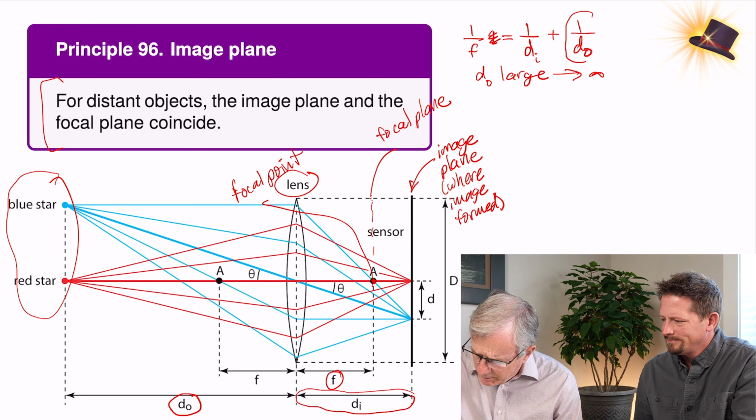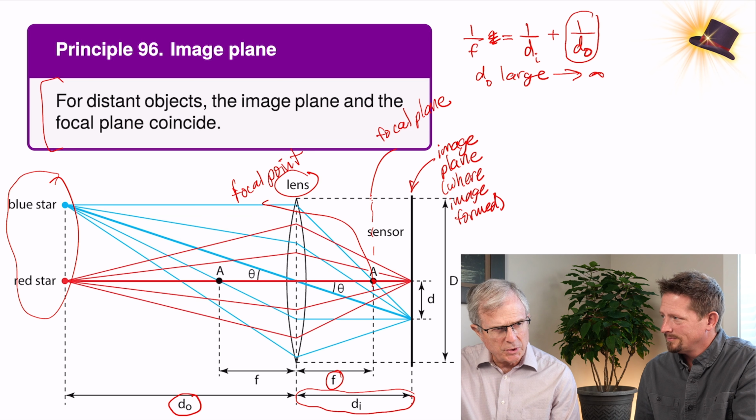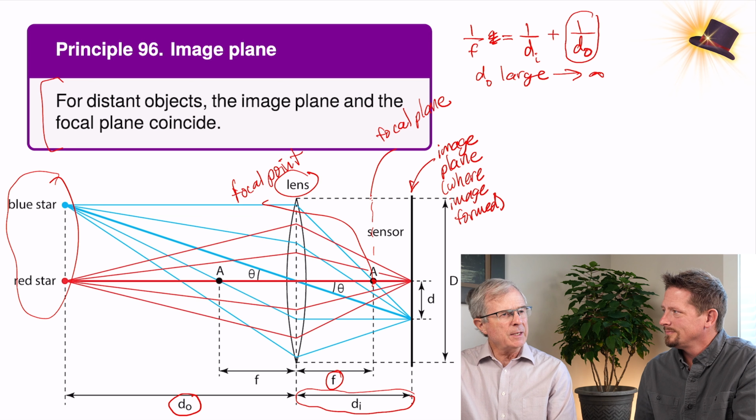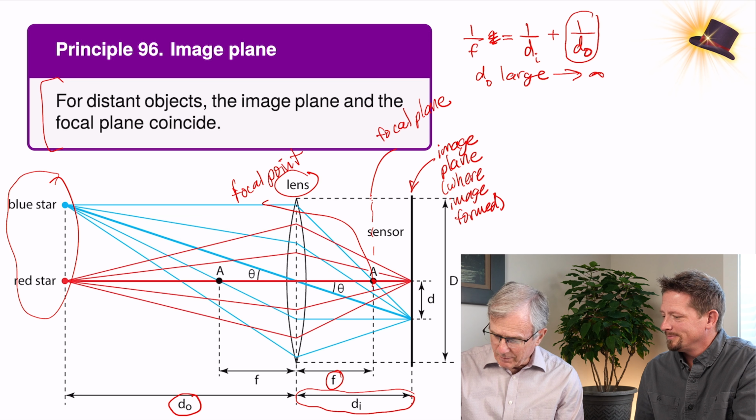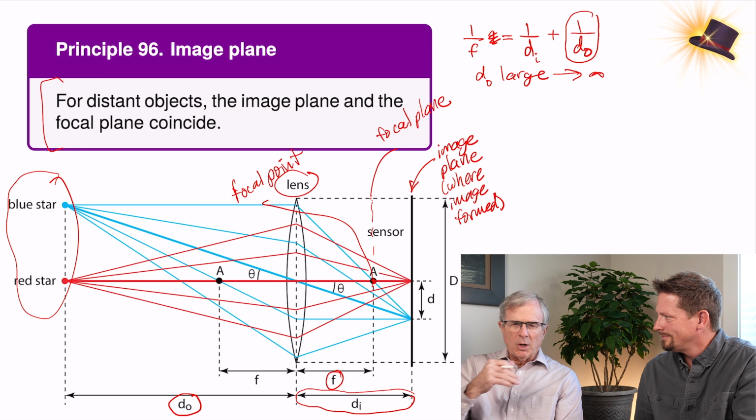So if DO is going to be large, then from your basic math, if you take 1 over something that's huge, you get something that is small. So if you take 1/2, that's not that small. If you take 1/100, that's pretty darn small.